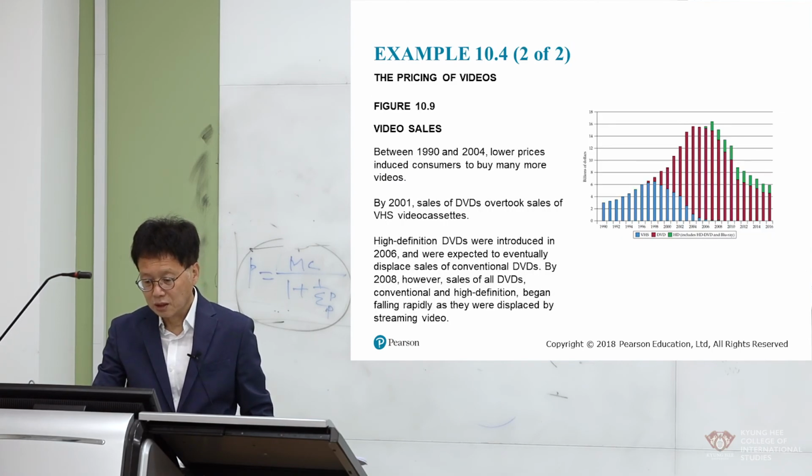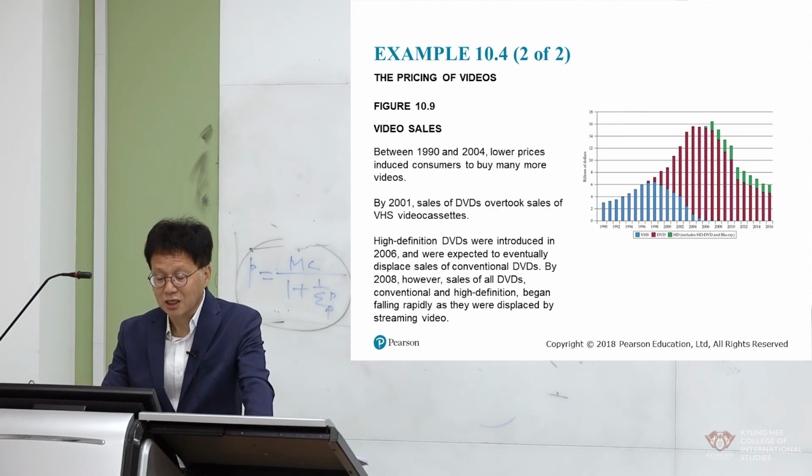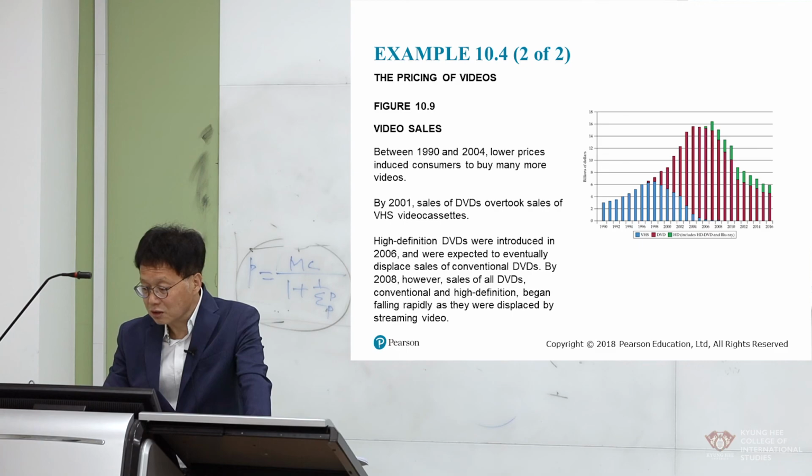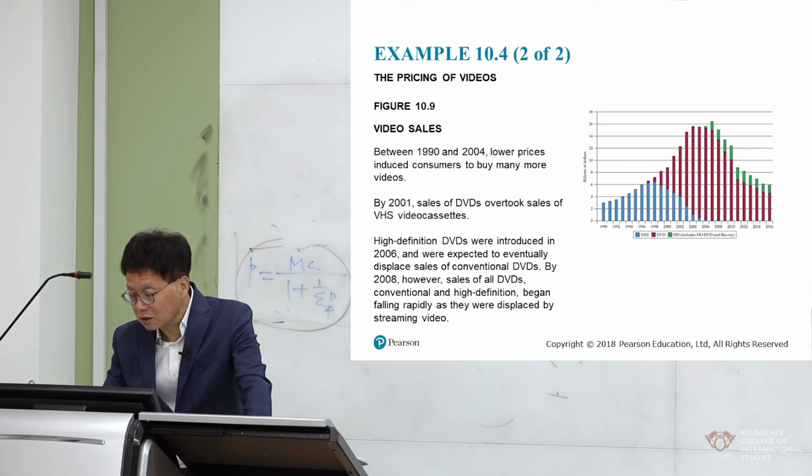So the graphical illustration of pricing of video is represented in figure 10.9. Video sales between 1990 and 2004. Lots of things changed compared to the earlier one. Lower price induced consumers to purchase many more videos. By 2001, sales of DVDs overtook sales of VHS video cassettes. Originally, VHS video cassette was popular and the number one type, right? But in year 2001, this one changed. Look at this, right?